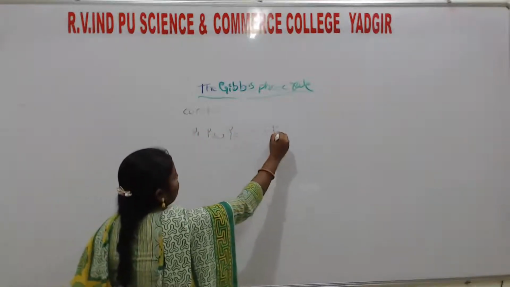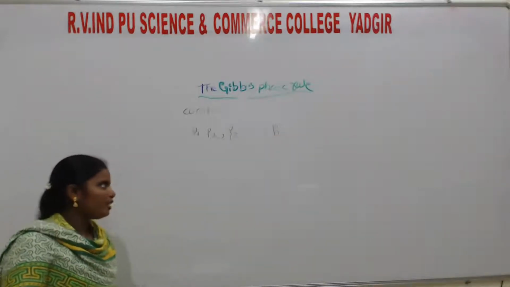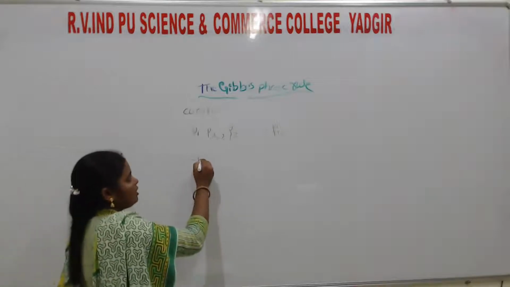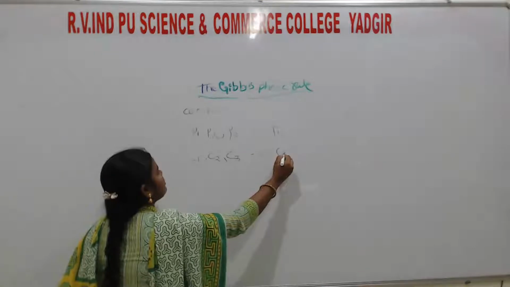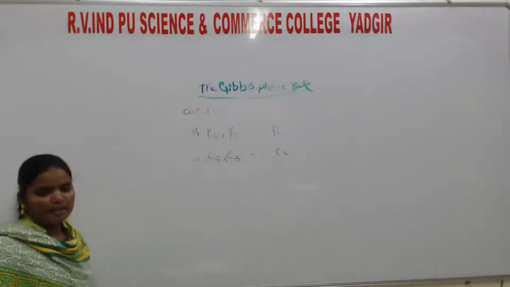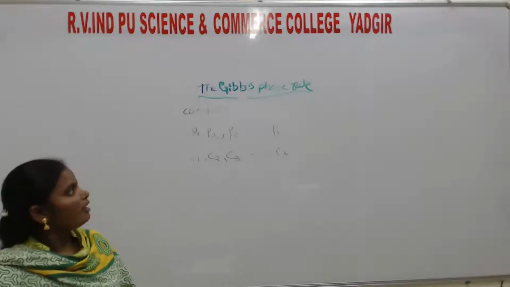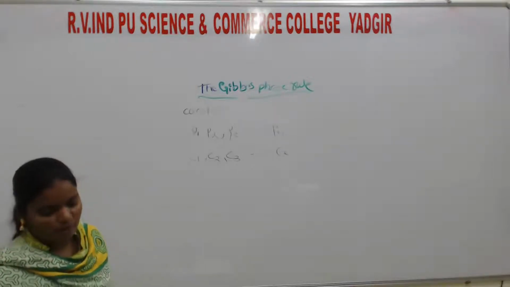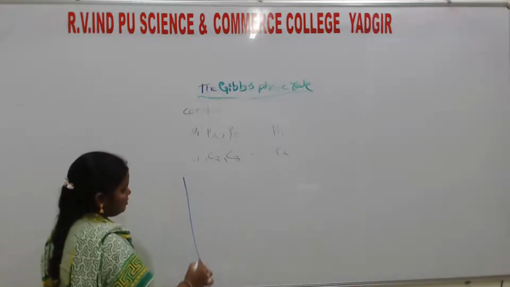P3, etc., up to Pn, and components are C1, C2, C3, etc., up to Cx. And here I take a system. F is the total number of variables.